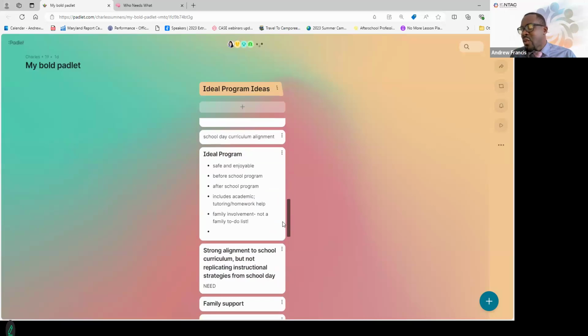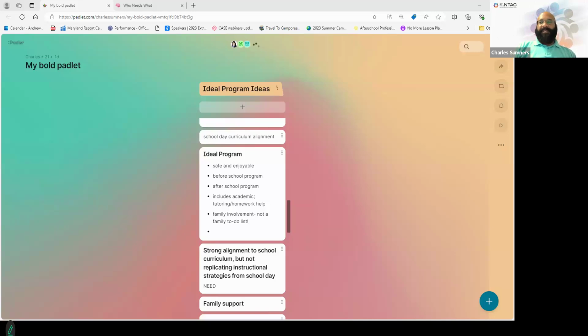While that's happening, Shaz, just want to highlight some more mention of ideal program that's safe and enjoyable, before school program, after school program, includes academic tutoring, homework help, family involvement, not a family to-do list. Real involvement really engages family. Families don't want to be involved in just a box being checked. They want to be at the heart of what's happening. That's how we really get the kind of support and build a network for implementation with them as a key stakeholder. Absolutely. That's also how we grow our community, right?